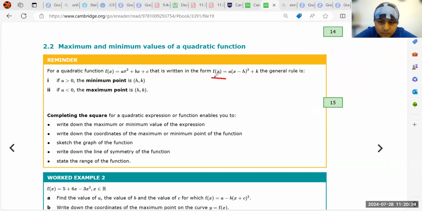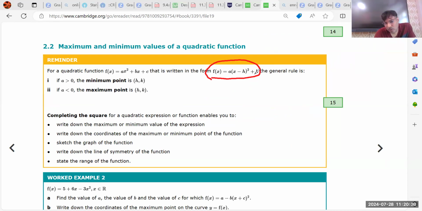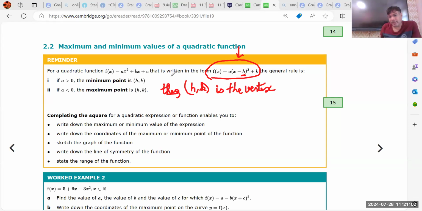If your equation is of the form of a times x minus h whole square plus k, then h comma k is the vertex. देखो इसका साइन नेगेटिव हो जाएगा, h comma k is the vertex. आप केवल ये इक्वेशन लिख लो and this लिख लो, then h comma k is the vertex. Don't write other things. This will be doing in the second chapter. Right now, just write h comma k is the vertex.